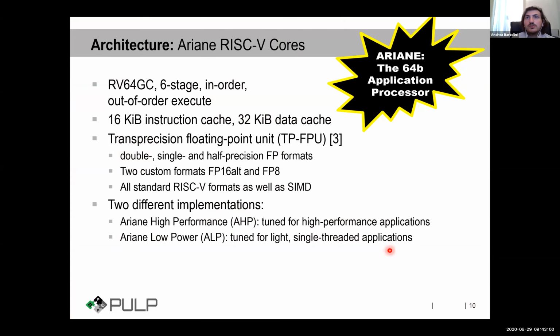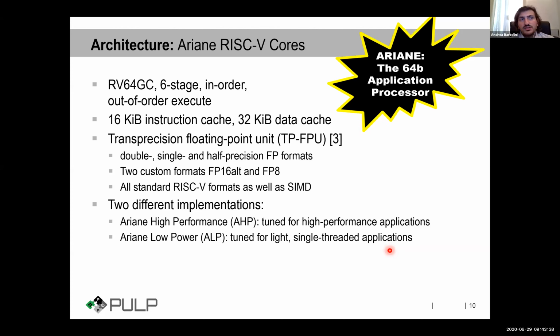So I'm going fast on the different components. As I told, Ariane is a RISC-V 64-bit 6-stage processor with in-order issue and out-of-order execute. It has internally a transprecision floating point unit, which is capable of reduced precision format numbers. So it supports double and single precision floating point formats, and also two custom ones, FP16 and FP8 numerical formats, all of which can be used in SIMD fashion.